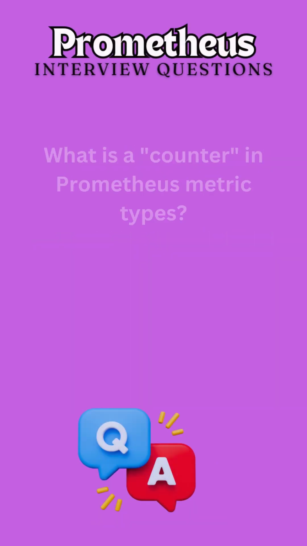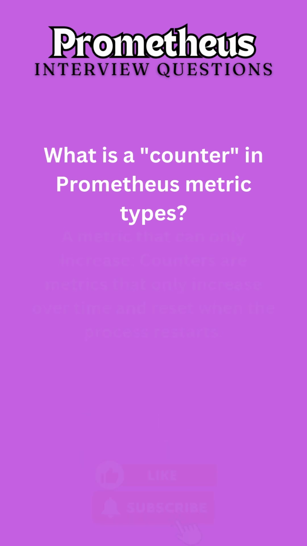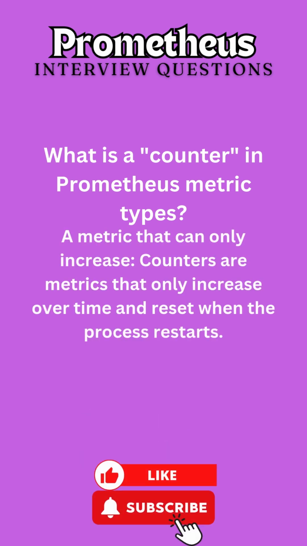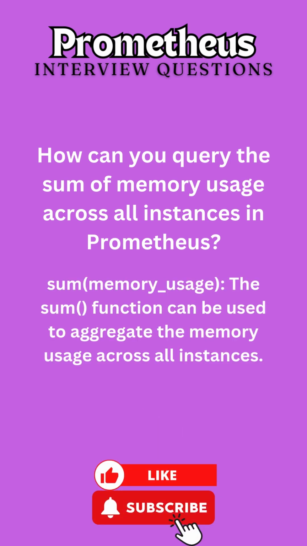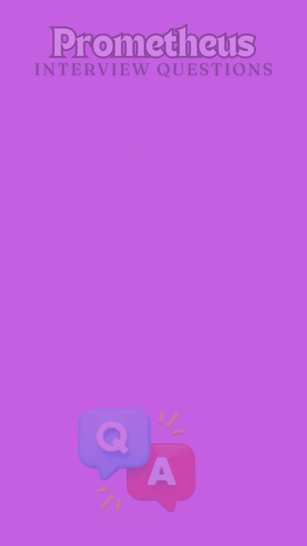What is a counter in Prometheus metric types? A metric that can only increase. Counters are metrics that only increase over time and reset when the process restarts. How can you query the sum of memory usage across all instances in Prometheus? sum(memory_usage). The sum function can be used to aggregate the memory usage across all instances.